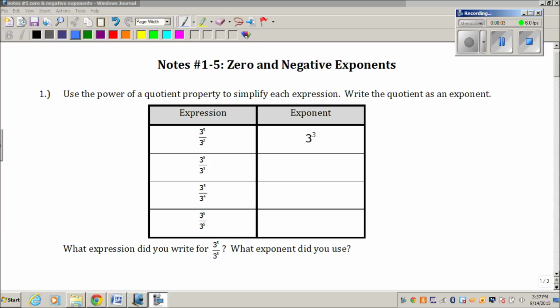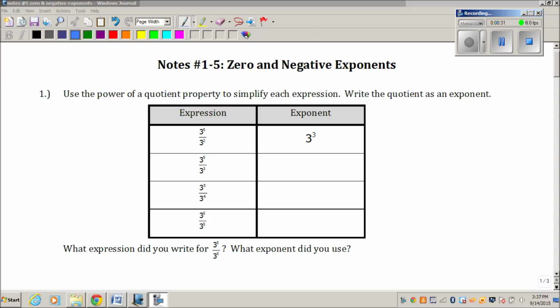Welcome to notes number 5 on zero and negative exponents. We've had in class a couple occasions where it's come up that we've had an exponent of 0 or maybe even a negative exponent, and we've really glossed over it and not talked about what that means. So today in our notes we're going to see, using some tables and examples and patterns, what it means to have a negative exponent or to have a zero exponent.